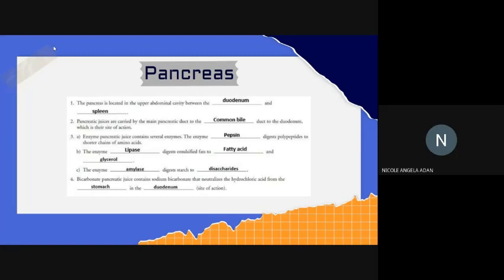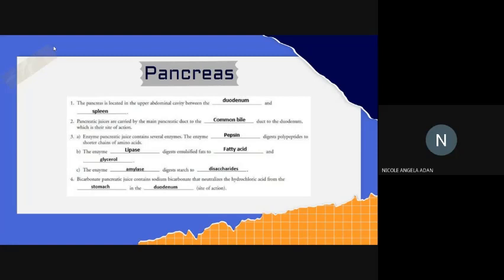Number 3, enzymes. Pancreatic juice contains several enzymes. The enzyme trypsin digests polypeptides to shorter chains of amino acids. The enzyme lipase digests emulsified fats to free fatty acids and monoglycerides.